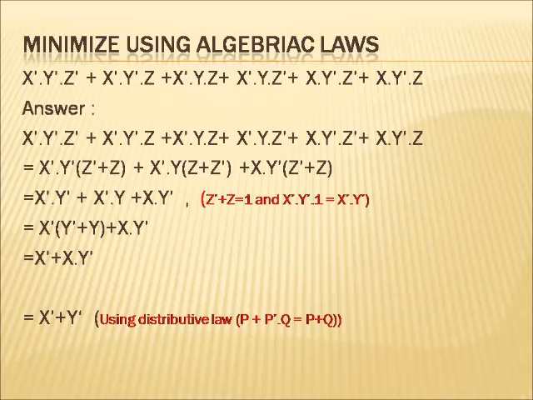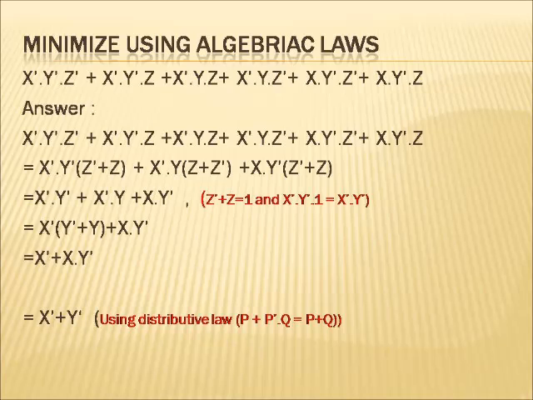Here you can see another Boolean expression is given, and we have to minimize it using the algebraic laws. As you can see, the expression is in the SOP form, that is, sum of products form. This expression has 6 product terms. You can read the expression as x bar dot y bar dot z bar plus x bar dot y bar dot z plus x bar dot y dot z plus x bar dot y dot z bar plus x dot y bar dot z bar plus x dot y bar dot z.